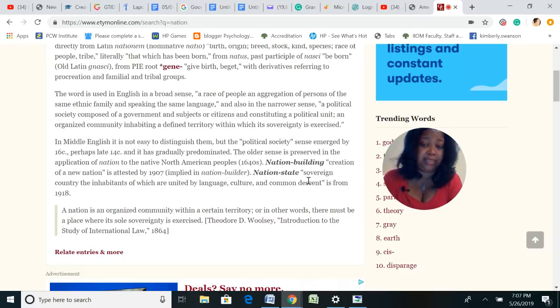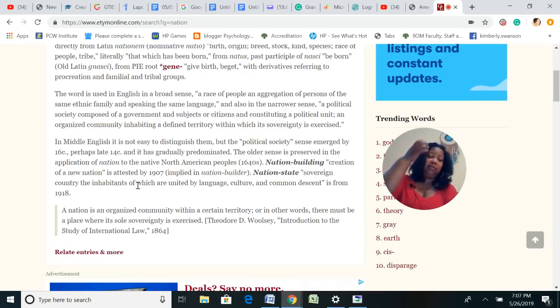And it says nation state, sovereign country of inhabitants, in which are united by language, culture, and common descent, is from 1918. And like I said, all this is when they brought over the flooding, nation state sovereign, and pretty much the flooding of Caucasians coming over here and taking lands that's not even theirs. And the government, which is the corporation, the America, allowed this to take place because this is what their whole intent was, to make this a great nation.